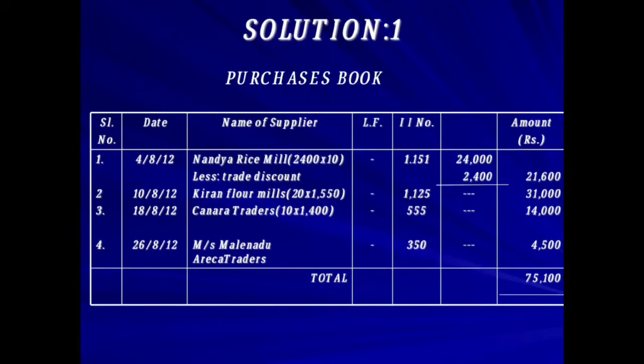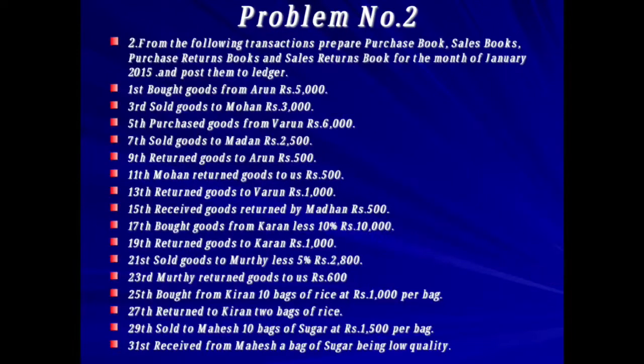So total amount, how much we have to pay for purchases? 75,100. This is the total. So directly this balance will be transferred to the ledger purchases account. Purchases account balance we can take as 75,100 directly. Okay. Then we'll see the second problem.